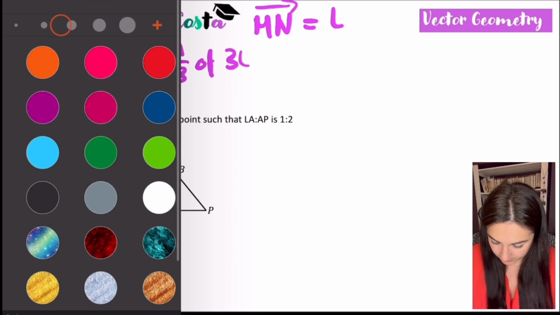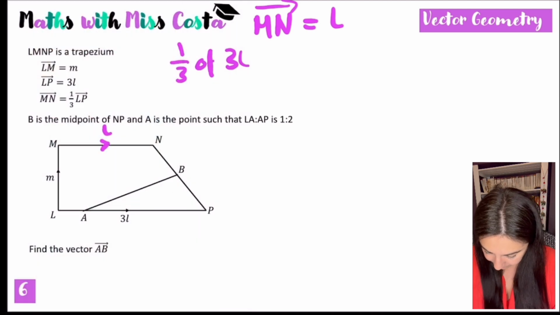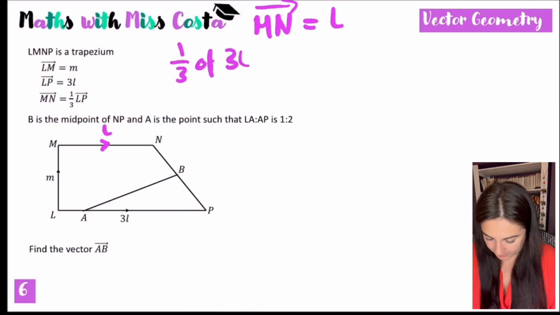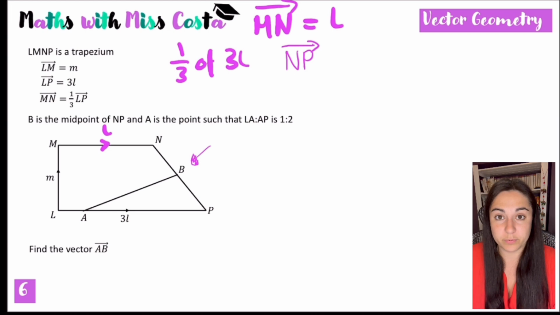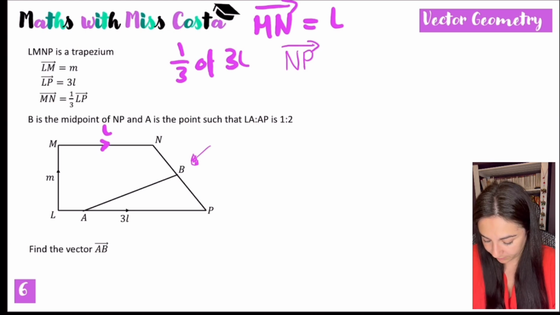The pen's gone a bit big, so let's just make it smaller. What else do I know? I know that B is the midpoint of NP. Okay, so this is the midpoint of NP, which means it's exactly halfway through. So I could figure out what NP is. Now, how could I figure out what NP is? I need to always follow a predetermined route. So how do I get from N to P?